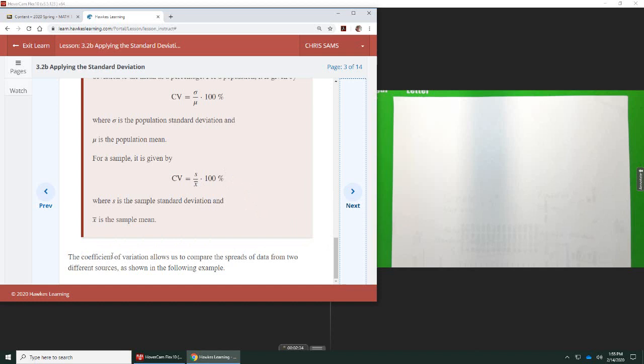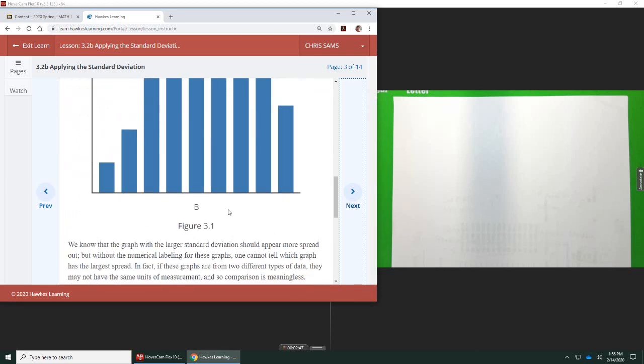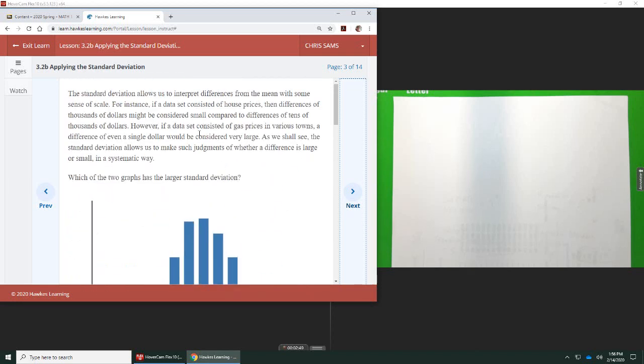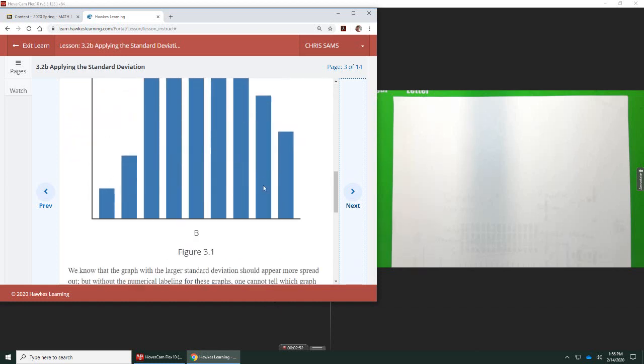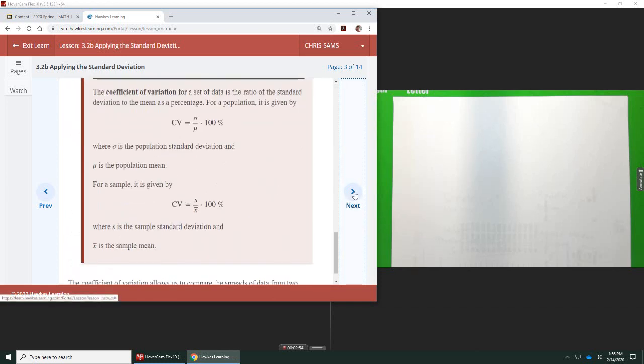Okay, so here at the bottom is just telling you again what I was trying to state with the example that I talked about. The coefficient of variation allows us to compare the spread of data from two different sources. Okay, and then you have an example up here if they're talking about that. So read through that, but we'll have a problem in Hawks, and I'll show you how to use that.